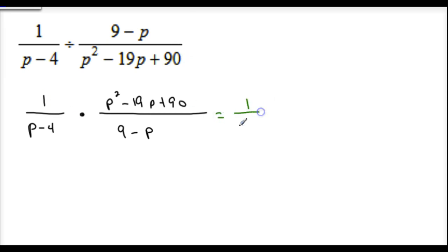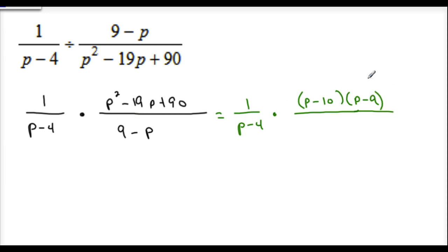1 over p minus 4 stays the same. Times, I want to factor p squared minus 19p plus 90. What can I factor this into? Two factors. Yeah, p minus 10 and p minus 9. 10 times 9, negative 10 times negative 9 is positive 90. Negative 10 plus negative 9 is negative 19.